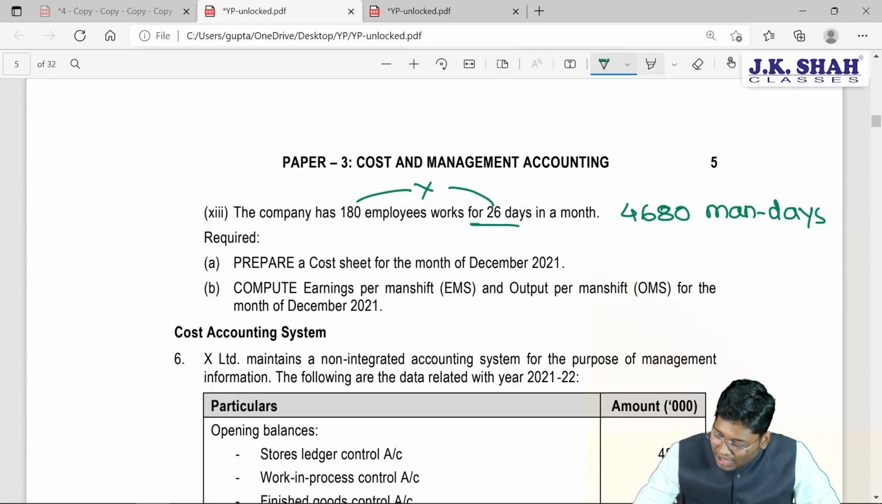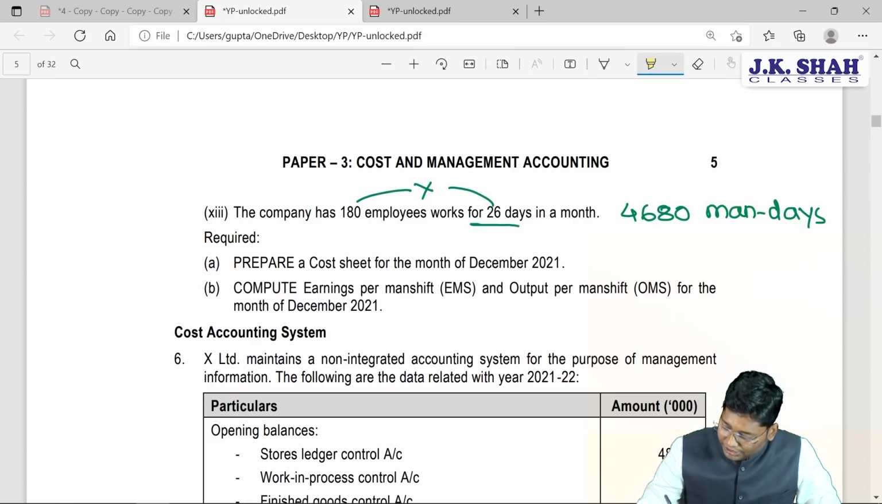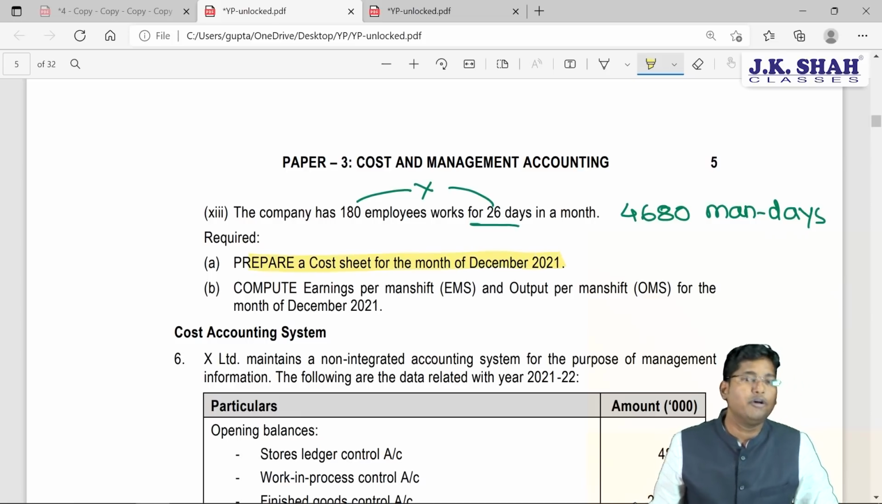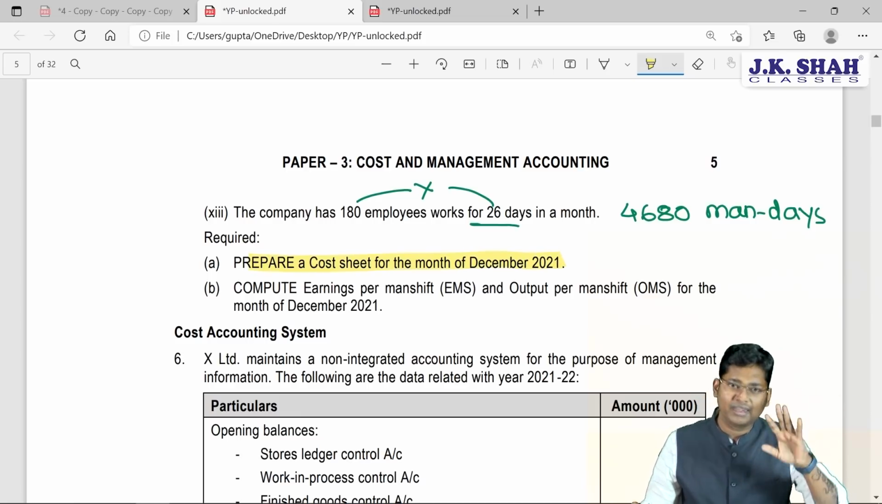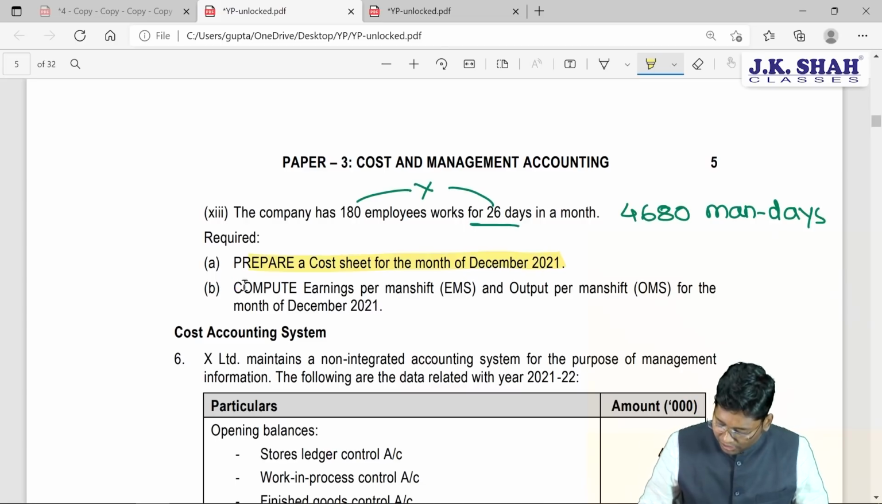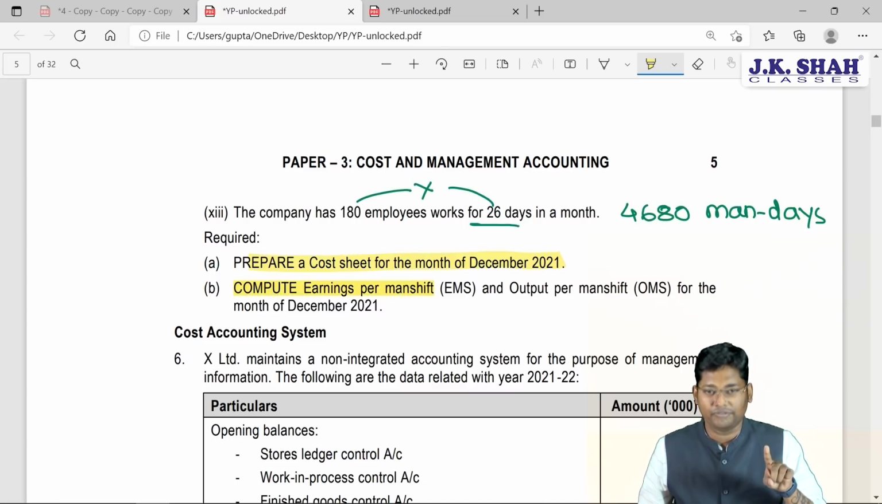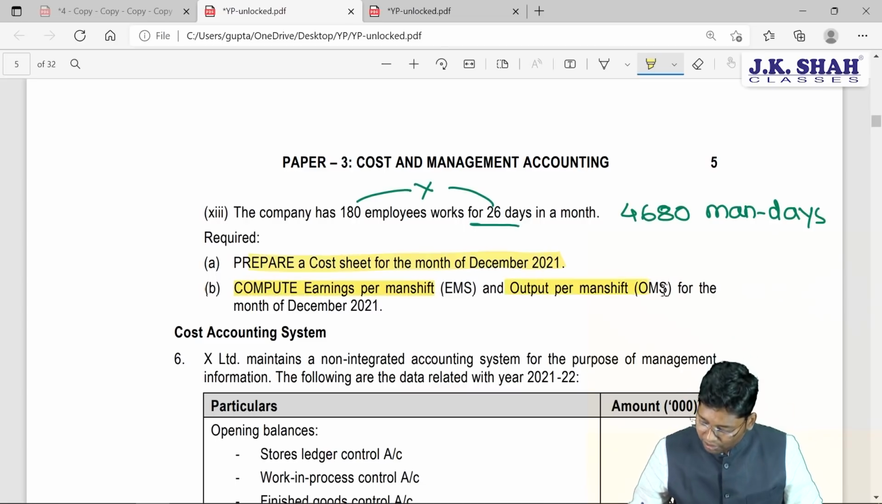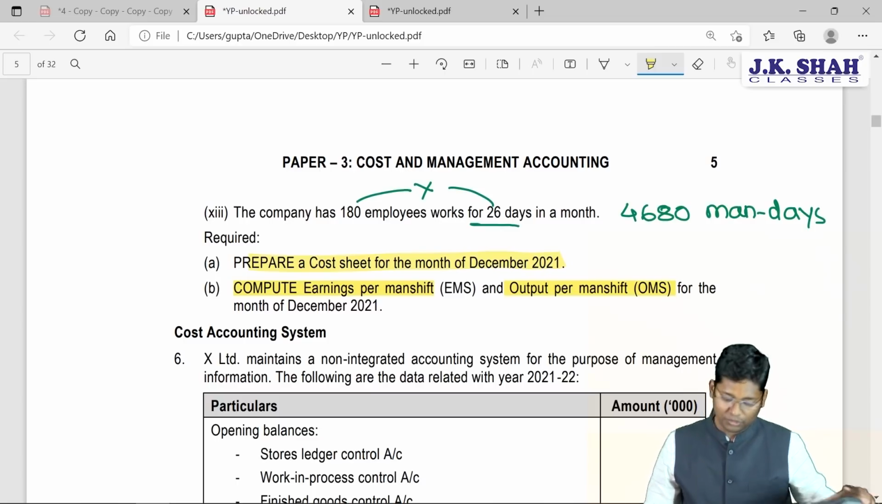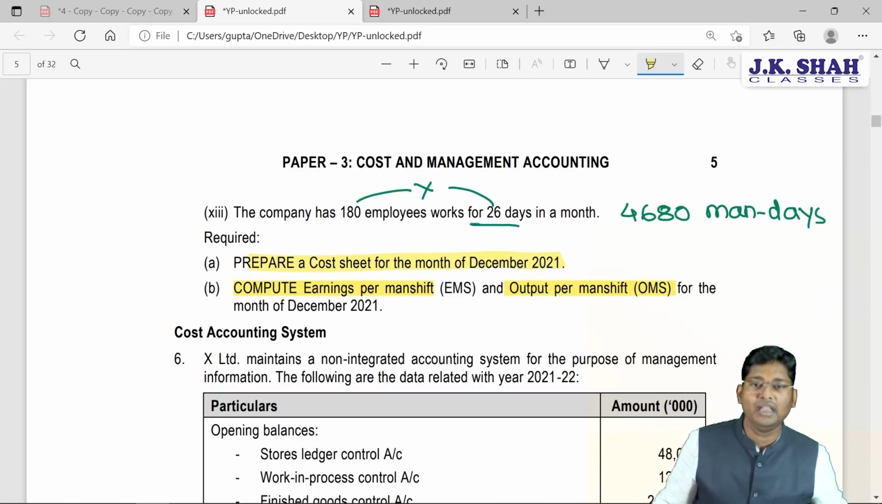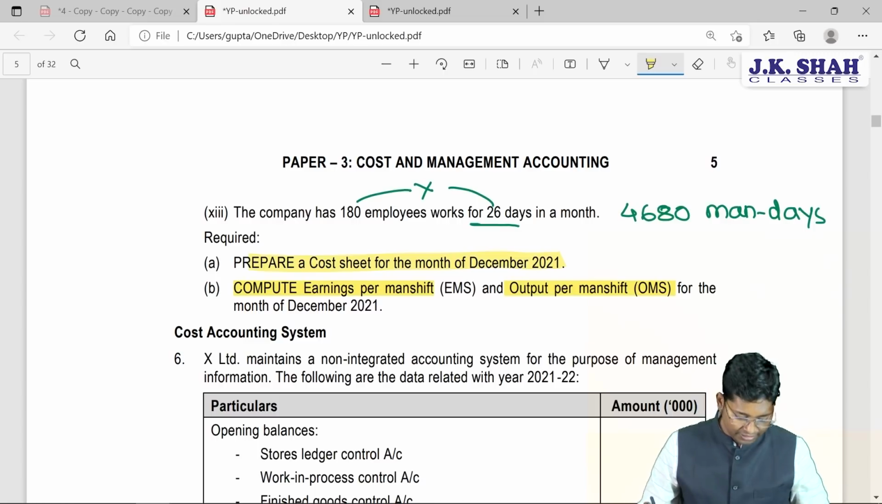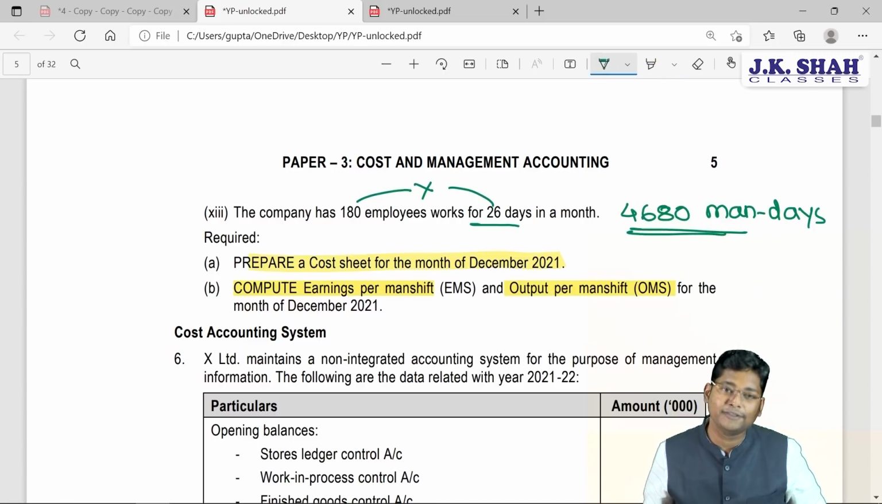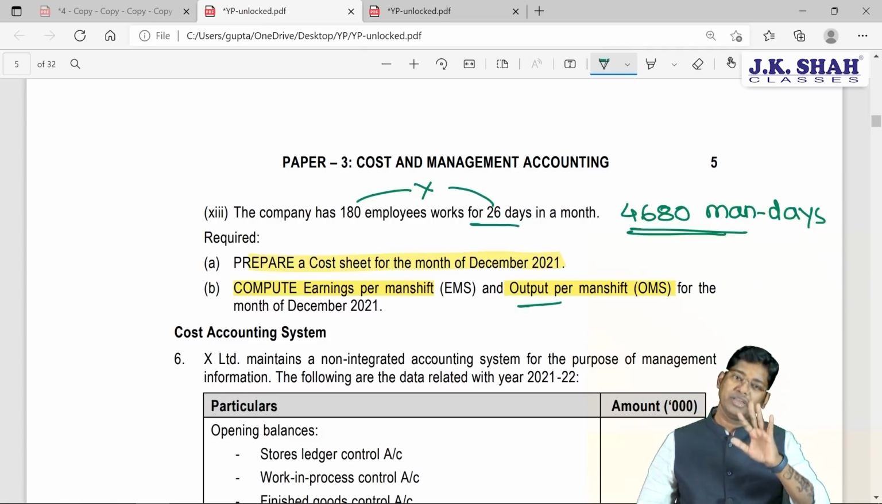Let's see. Point number 1 says prepare cost sheet for the month of December. Monthly cost sheet we need to prepare by putting all the relative amounts. Compute the earning per man shift, that is EMS, and output per man shift for the month of December 2021. So whatever cost we are going to incur, that cost we will be dividing by total man shifts, that is man days. So we are going to get the per man day, man shift earning, as well as output we need to express by using the same parameter.